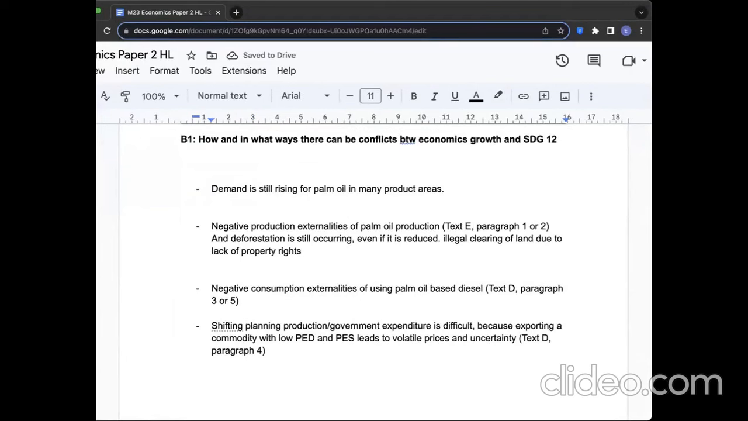And government has to spend huge amounts of expenditure when it comes to supporting such transition. That is going to be huge opportunity cost. And the production itself is quite volatile in terms of its PED and PES, both of them. So yeah, that's the conflict.